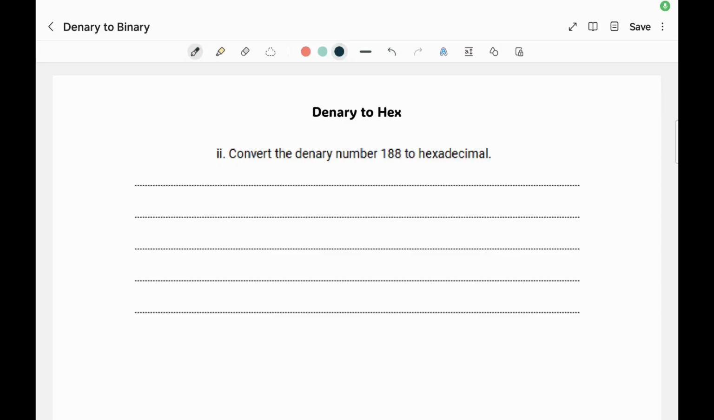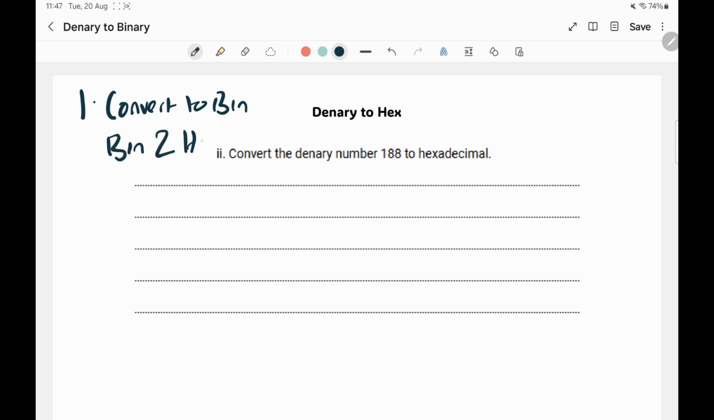When you're converting a denary number to hexadecimal, there's 2 ways to do it. The first way is my preferred way, which is what we do is we take the 188 using the previous video, using the same technique of dividing by 2 to create a binary number. Then we can just split that into the 2 nibbles, the left number and the right number, and we're done. That's one method. So method 1, convert to binary, then do bin to hex.